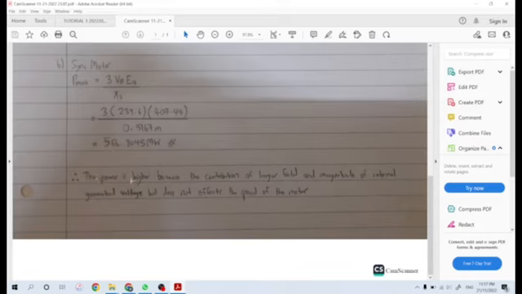Okay, the power is higher because of the contribution of larger field and magnitude of internal generated voltage, but it does not affect the speed of the motor.